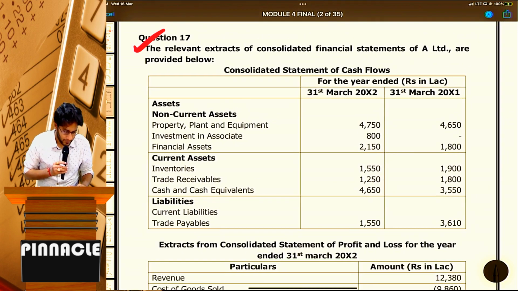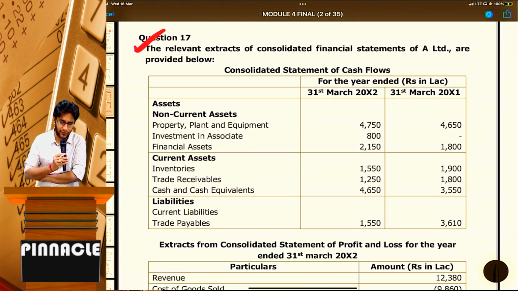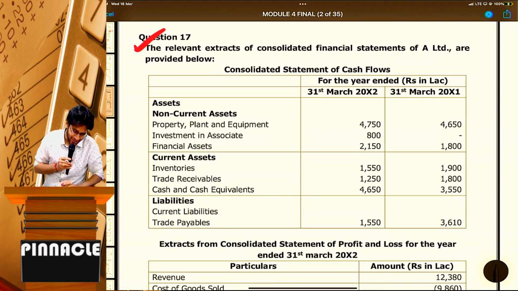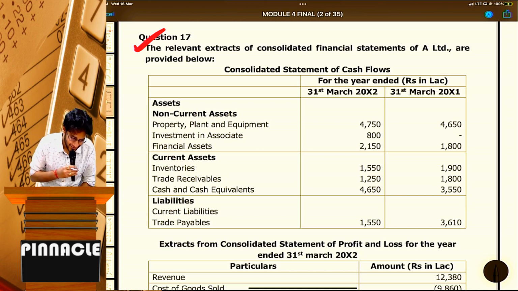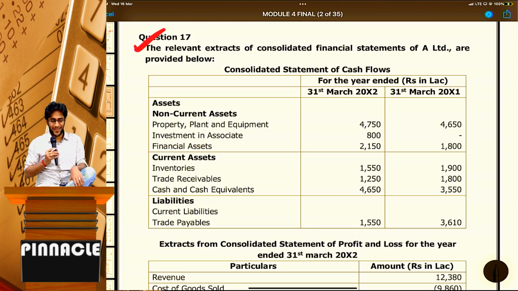Evening also will do. The relevant extracts of consolidated financial statement. Somebody is getting late for office just for today. Kindly stay back. Hari, the sum is over. We'll go on. I didn't get you. I'm telling you the sum is over, right? Oh, you have some other goal?